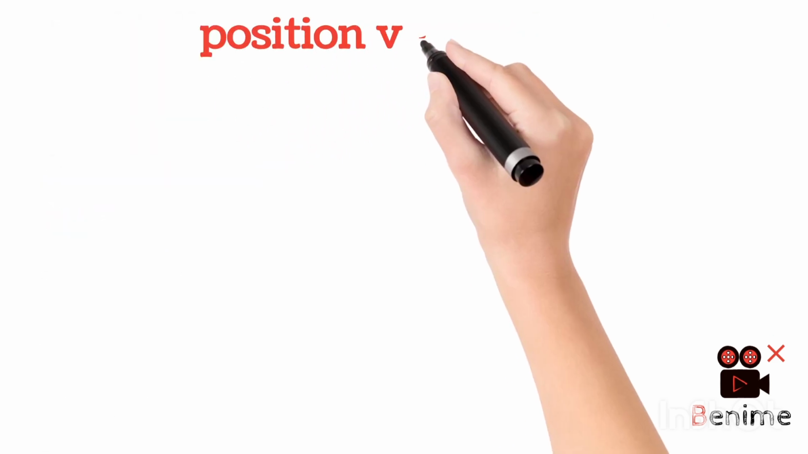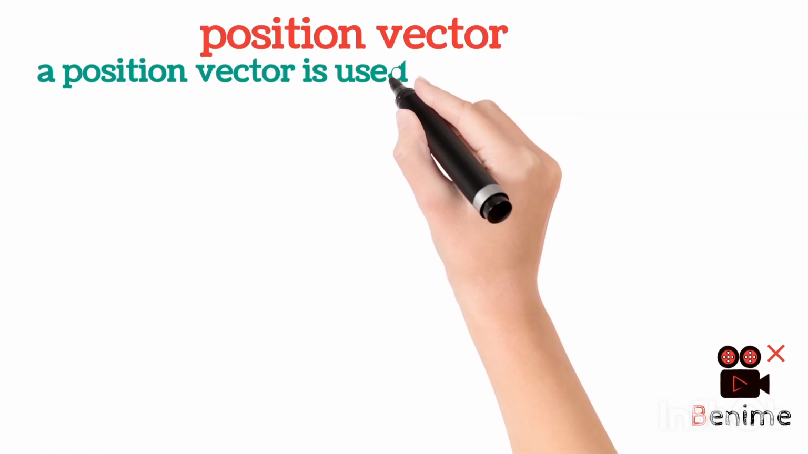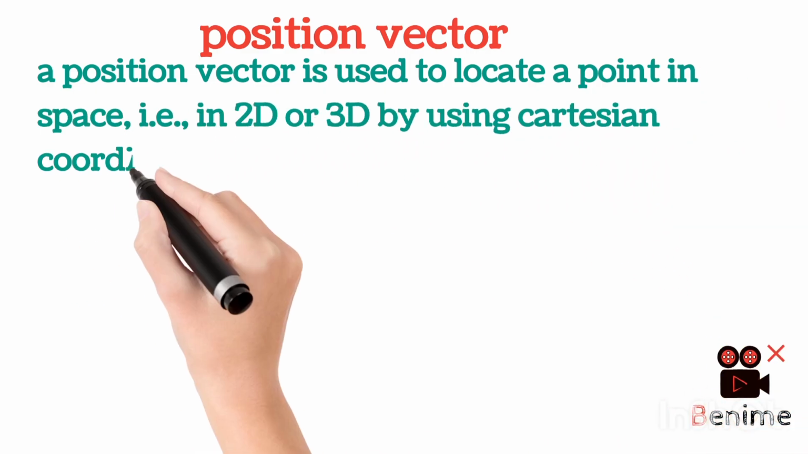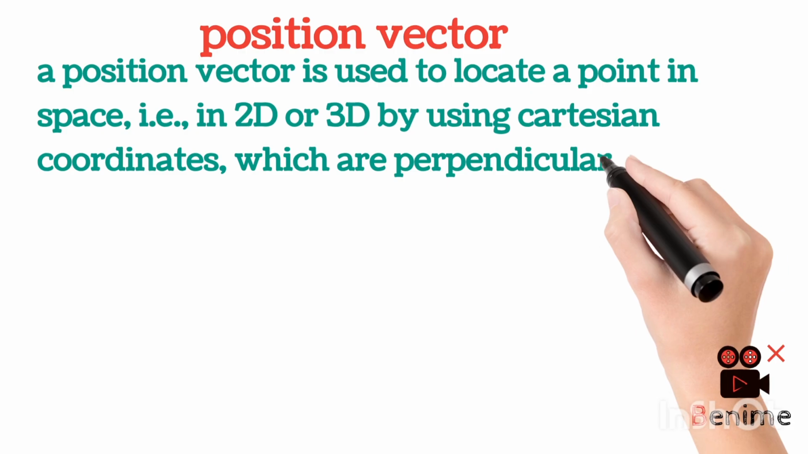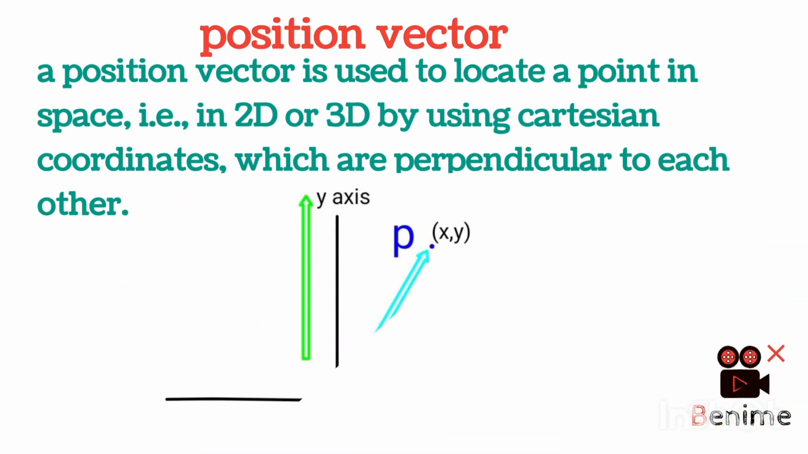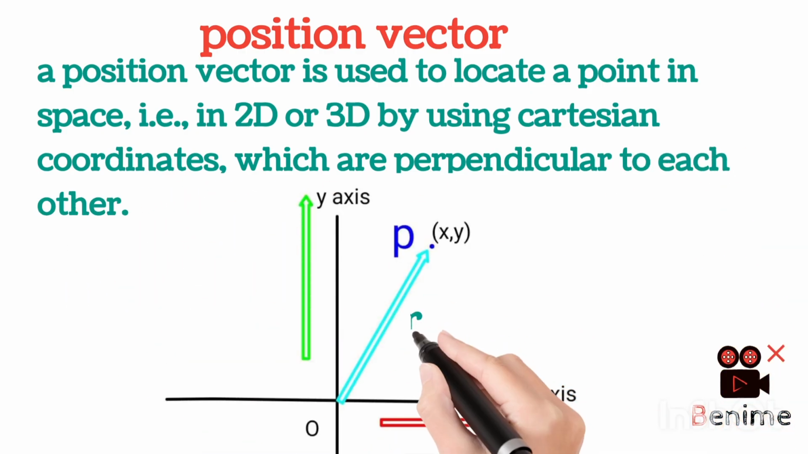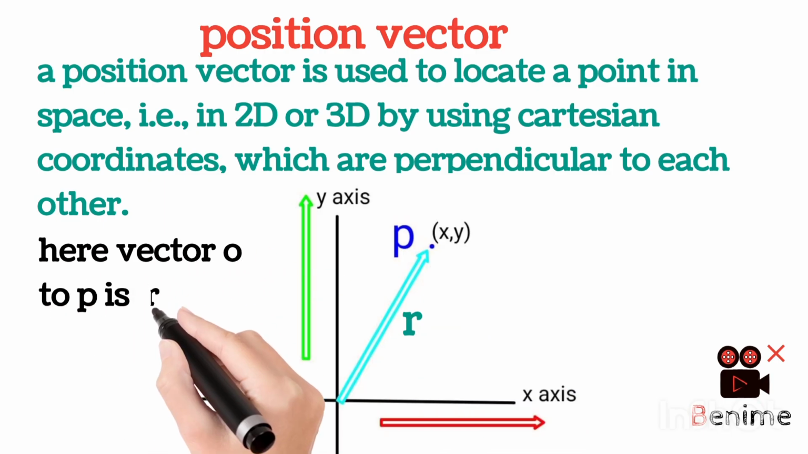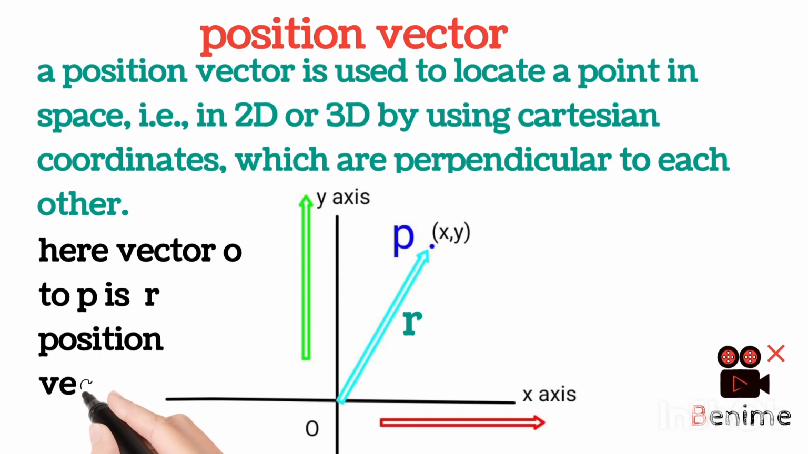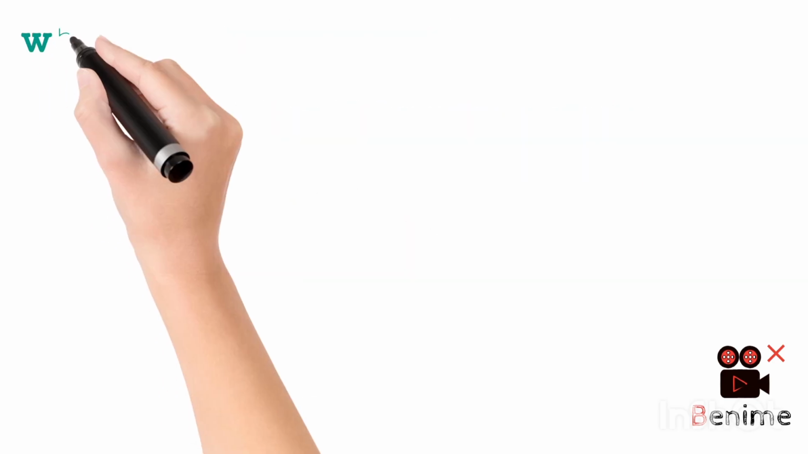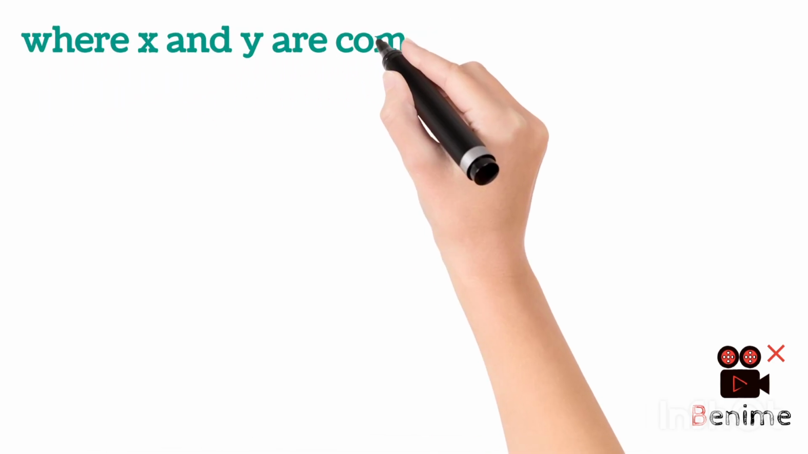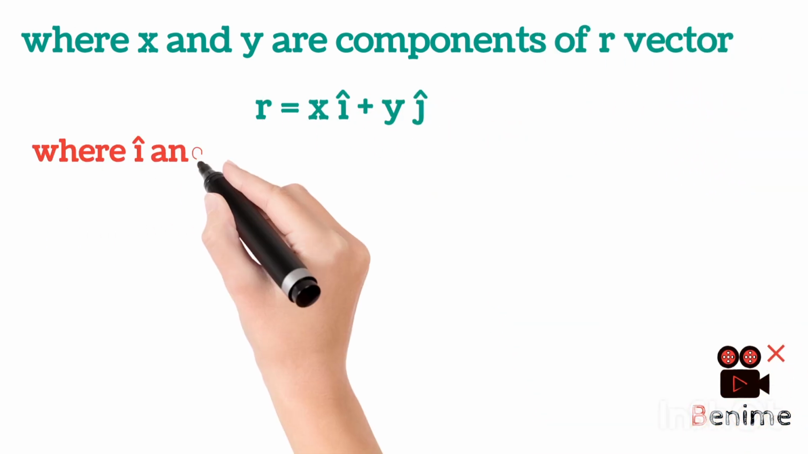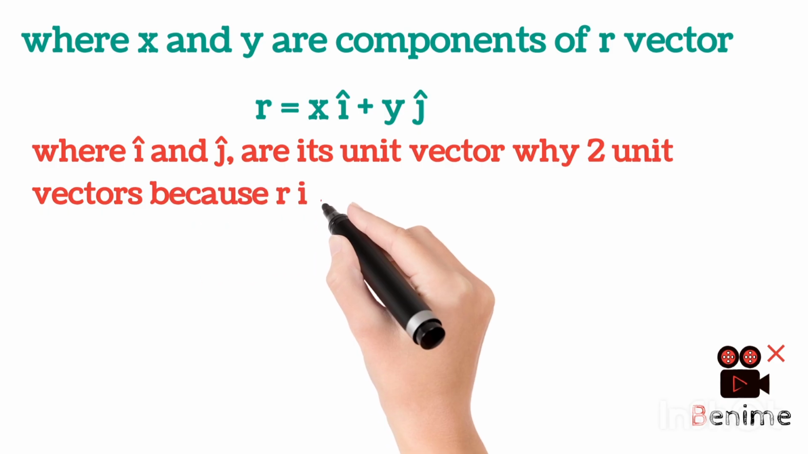To locate the position of a point in a plane or space, we use Cartesian coordinates. These are mutually perpendicular lines which are named in three dimensions as x, y, and z axis. If a point is somewhere in a plane, then the vector from origin to that point is called position vector, which is given by r. The coordinates of position vectors are x, y, and z depending upon whether it is in 2 dimensions or in 3 dimensions.